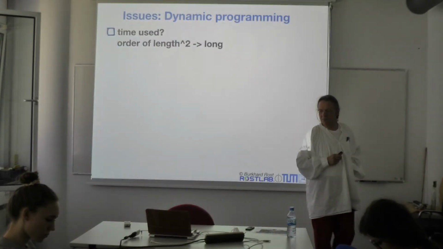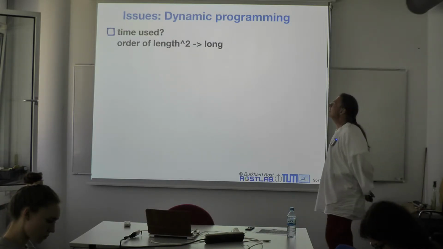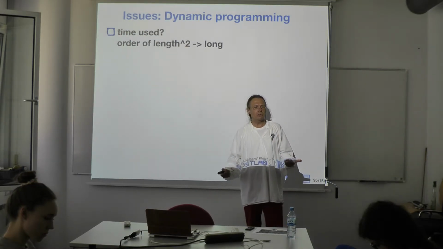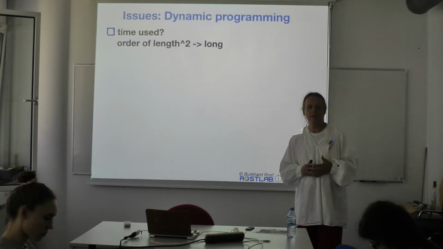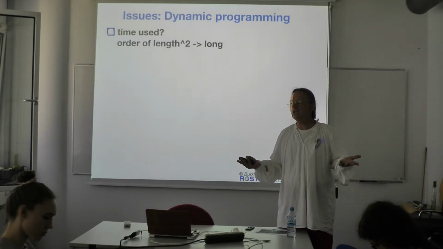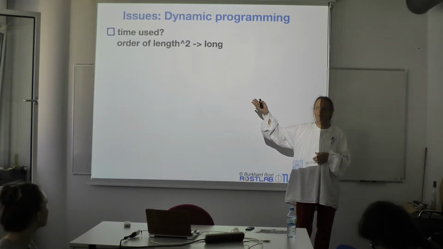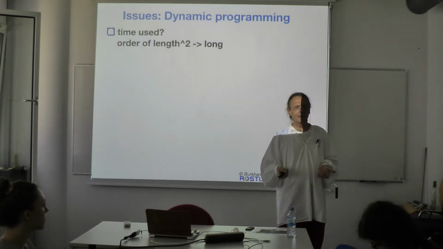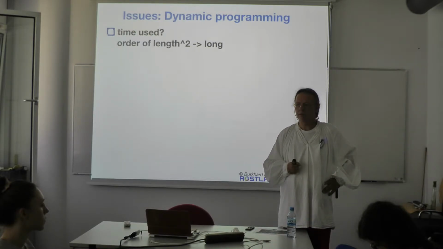Okay, dynamic programming is optimal, but there is a problem. The problem here is the time used. It's the order of the length times the length, so L times L, the length of the two proteins, or the square of the length. Square of the length. Proteins are on average 400 residues long. Why should I worry about 400 times 400? If it's in miles and I have to walk it, that's a big number, yes. But if it's a number of steps I'd have to do in a computer, it's nothing. So why do I care?